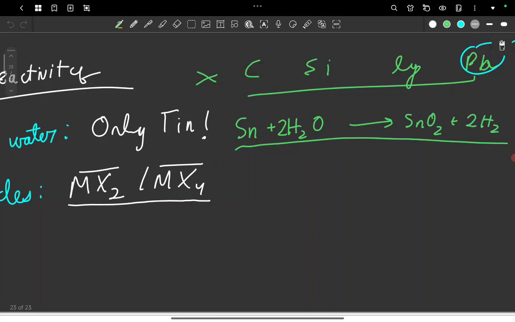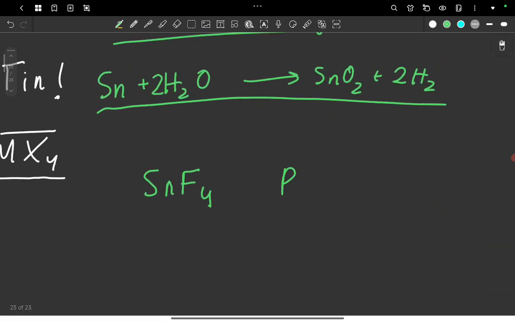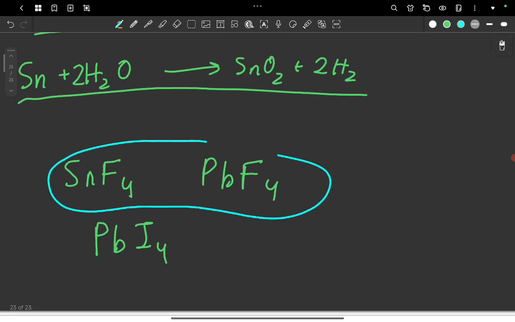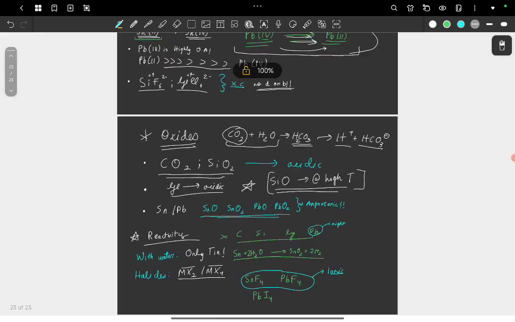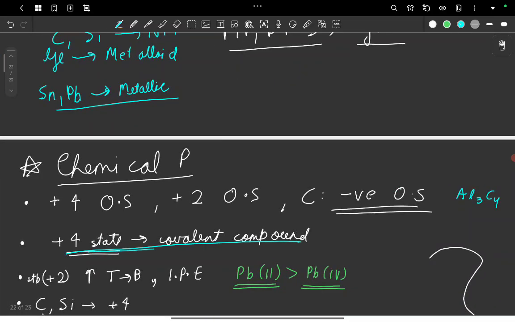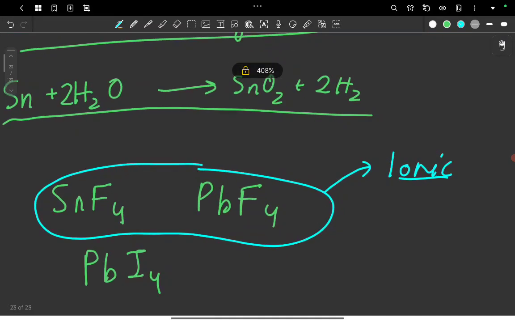Now I will mention the important points which the NCERT states separately, which is that the fluoride of tin, the fluoride of lead, and the iodide of lead, these show exceptions. First of all, these two, they are ionic. Like I told you here before, that +4 oxidation state tries to make covalent compounds, but these two are rule breakers. They tend to be ionic.